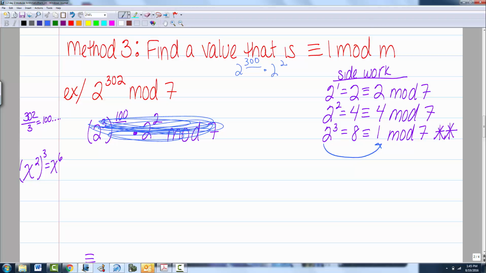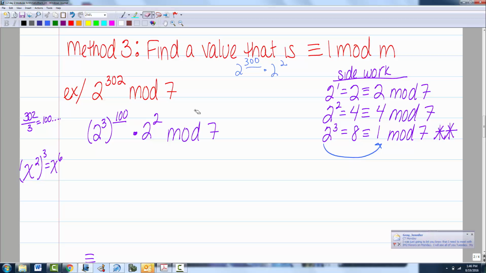3 times 100. The next rule for exponents is, when you have a power raised to a power, what do you do with those exponents? Multiply. All right? So now what I've done is written this not as 2 to the 302nd, but as 2 to the 300th times 2 to the second, and then I wrote 2 to the 300th as 2 to the third raised to the 100th. So this is just algebra 2, man, or woman, or whatever you are. That's all it is.